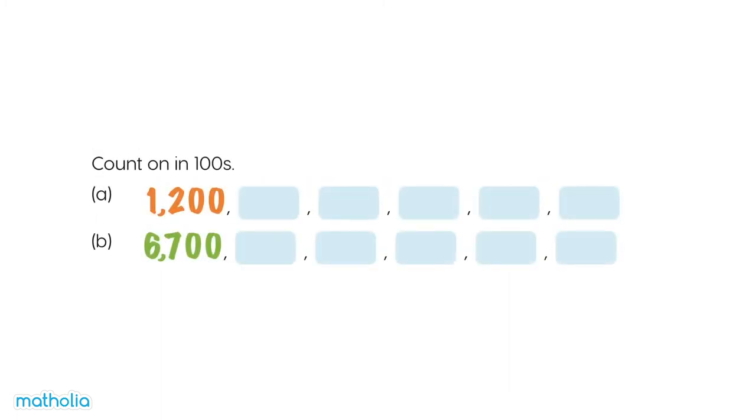Let's count on in hundreds from 1,200. 1,300, 1,400, 1,500, 1,600, 1,700. Let's count on in hundreds from 6,700.